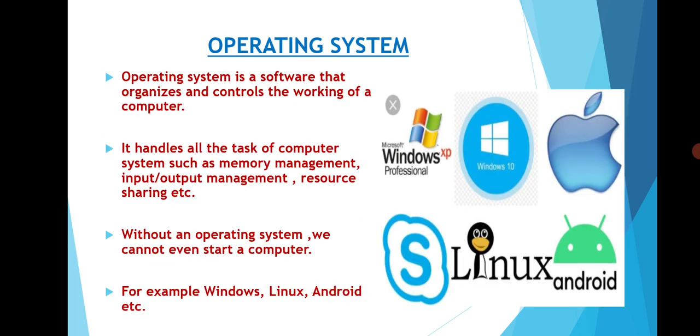Operating systems. Operating system is a software, or you can say it is a system software, that is used to organize and control the working of a computer. It handles all the tasks of computer systems such as memory management, input-output management, resource sharing, etc. It is such an important system software that without it, a computer cannot even start. Examples of operating systems are Windows, Linux, Android, etc.